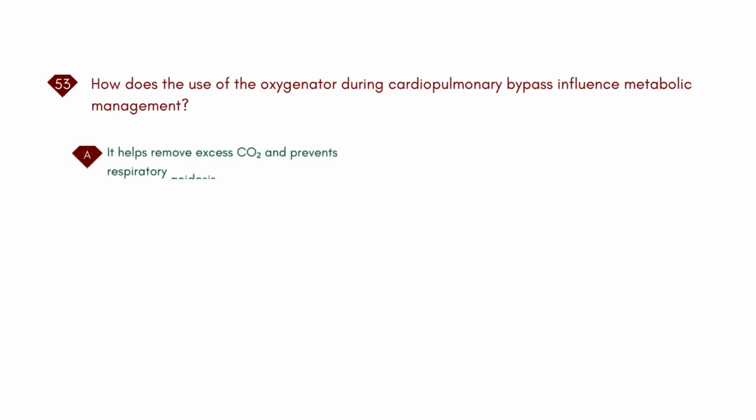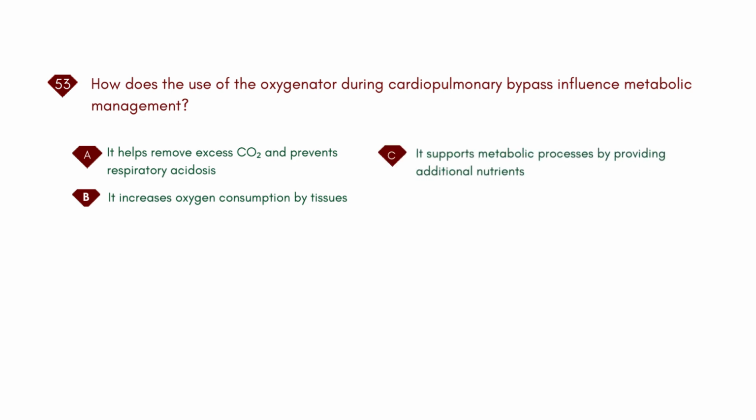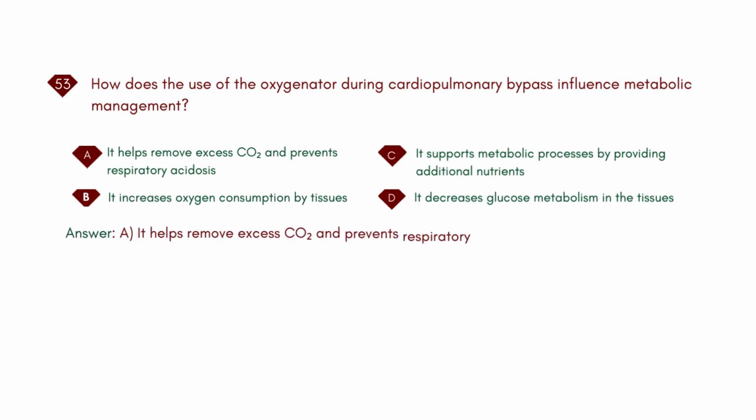A. It helps remove excess CO2 and prevents respiratory acidosis. B. It increases oxygen consumption by tissues. C. It supports metabolic processes by providing additional nutrients. D. It decreases glucose metabolism in the tissues. Answer: A. It helps remove excess CO2 and prevents respiratory acidosis.